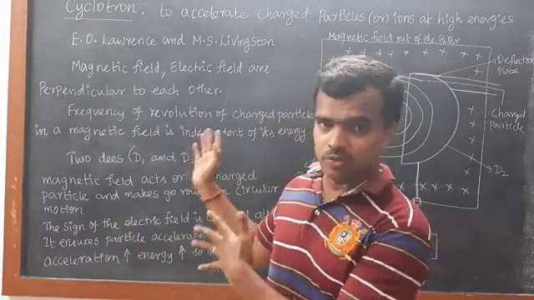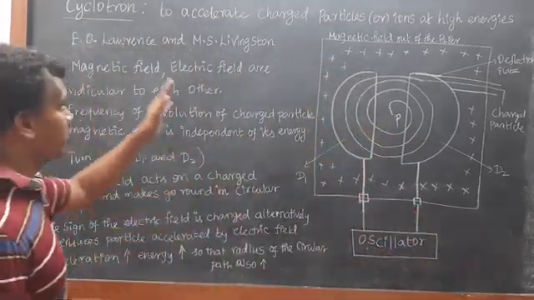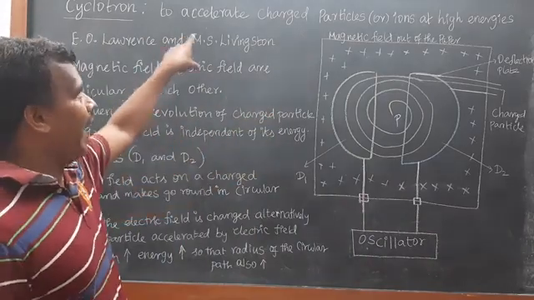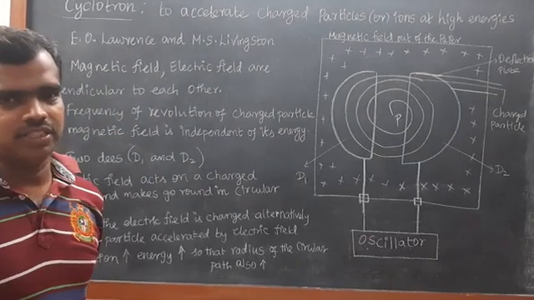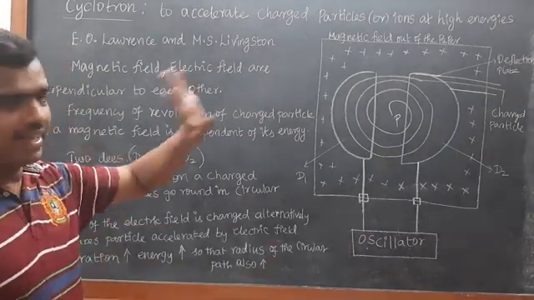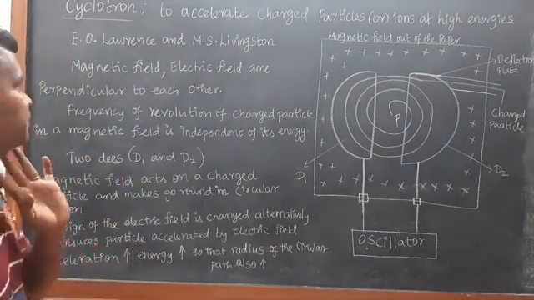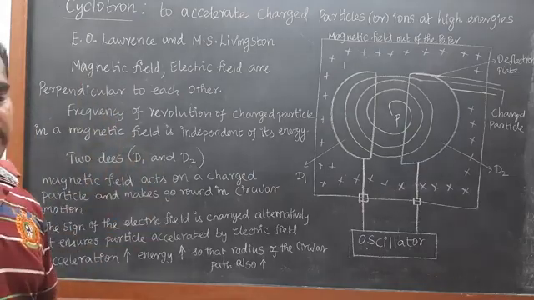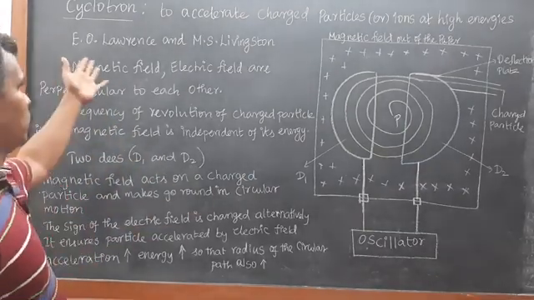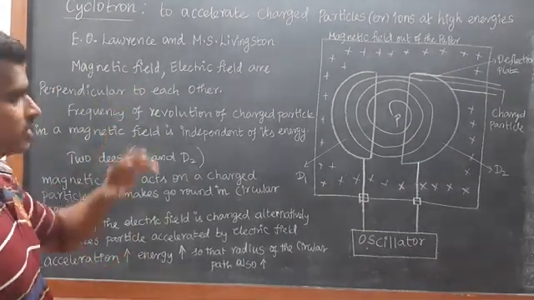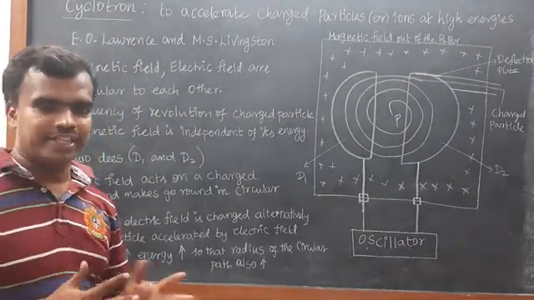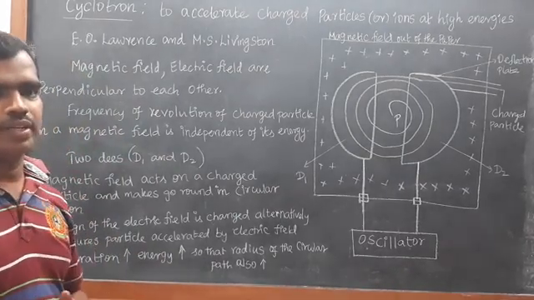So these are the kinds of things we do using cyclotrons. Now we move on to the cyclotron topics. What is a cyclotron? It accelerates charged particles or ions to high energies. So the main concept is that we accelerate to high energy. Who invented it first? E.O. Lawrence and M.S. Livingston, who investigated the cyclotron while they were investigating nuclear physics.